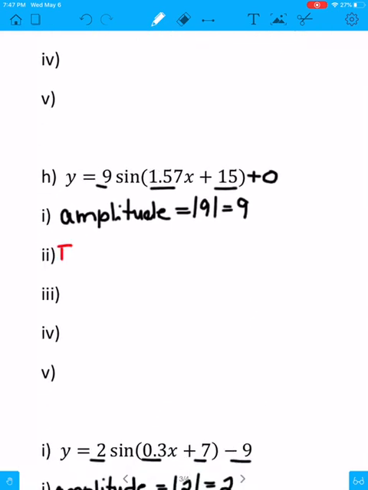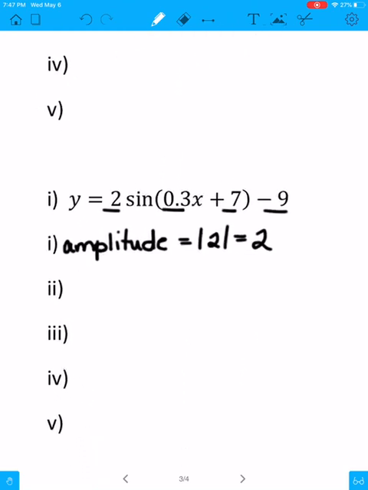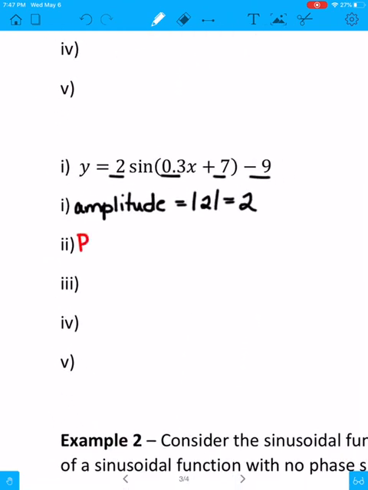This one's going to be the period is going to equal 2 pi divided by b. b is what's between sine and x, so 1.57. That's your period, 2 pi divided by 1.57. So for the period for I, you're going to get 2 pi divided by 0.3. And that's your period. Okay, let's go back to page 1.